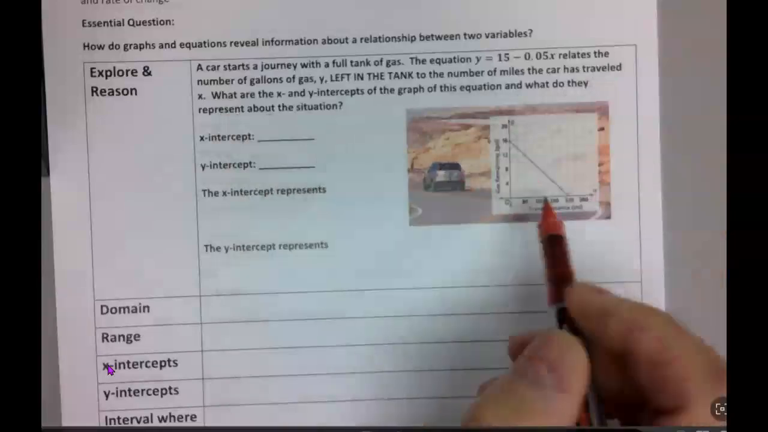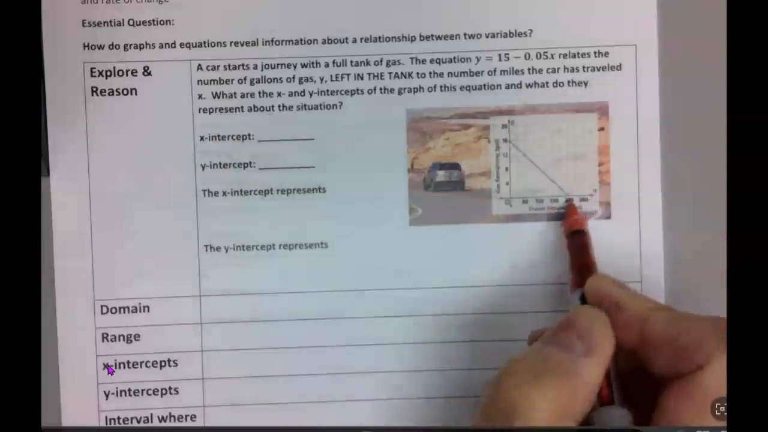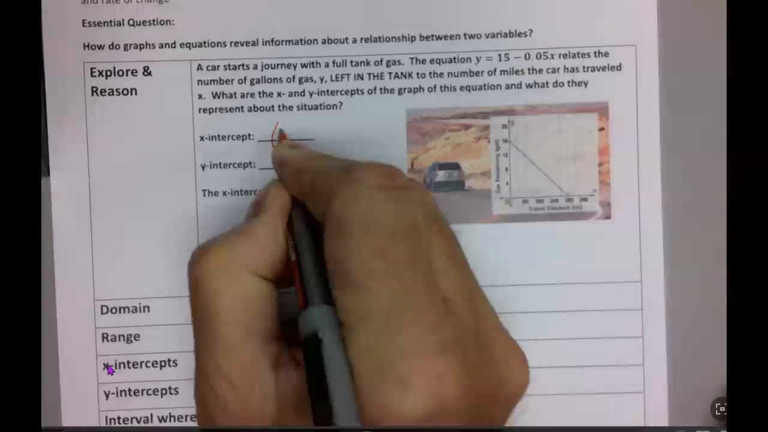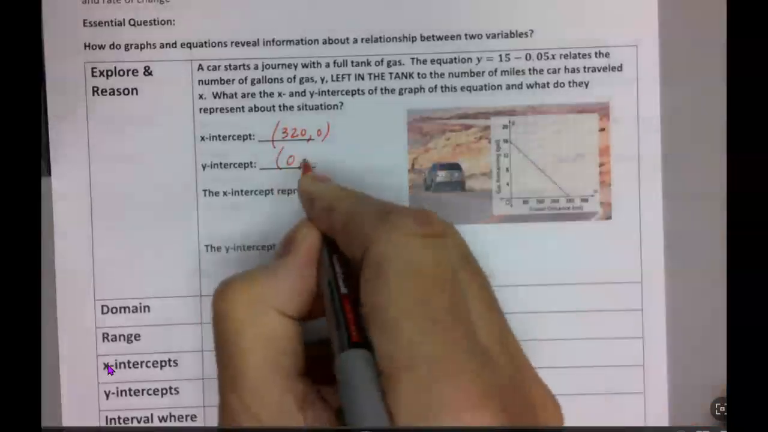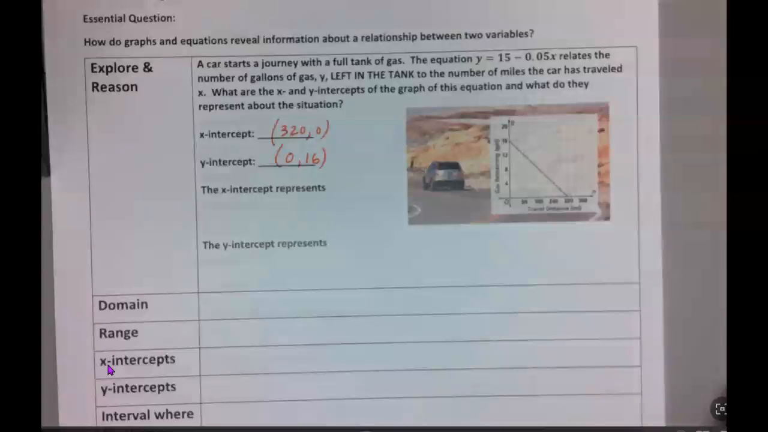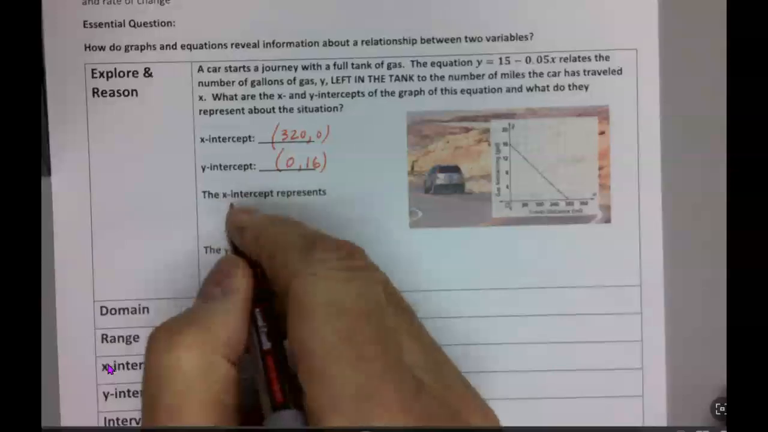Okay, there's the x-intercept right there. When you hear intercepts in math, that means ordered pair, which means position. And the y-intercept is, of course, right here, which would be (0, 16). Intercepts, you always write them with ordered pairs in math because they mean position.